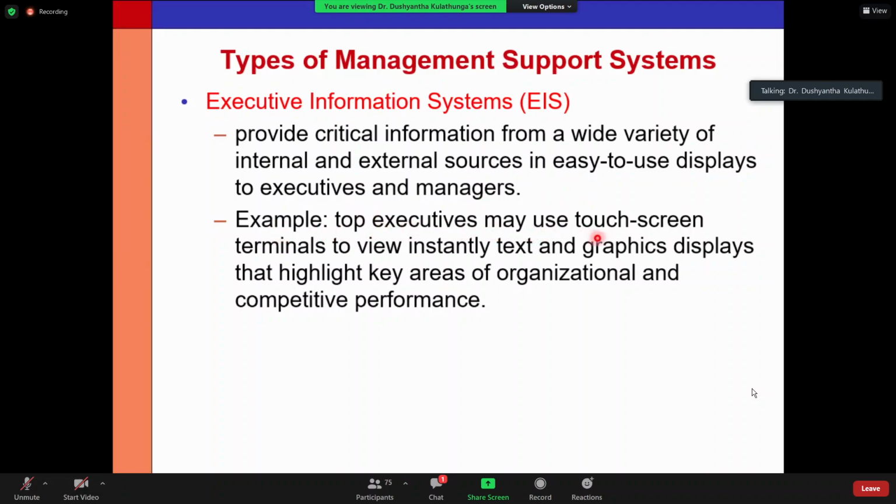The example: top executives may use touchscreen terminals to view instantly text and graphics displays that highlight key areas of organizational and competitive performance. Here it says the displays may have the touch screen feature so that they can touch the screen and get certain information instantaneously. So basically highlighting key areas of the organizational performance, or key areas about competitor performance or market performance and so on. Likewise, critical and vital information can be produced by executive information systems.